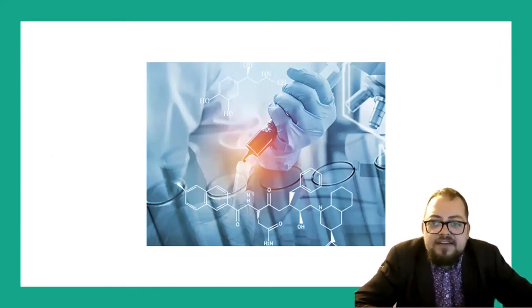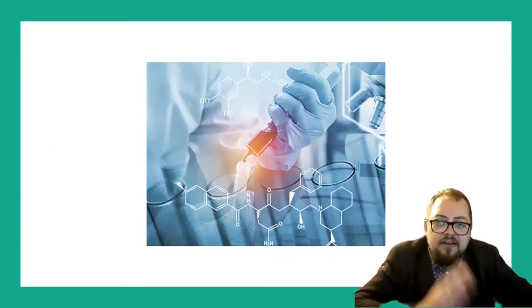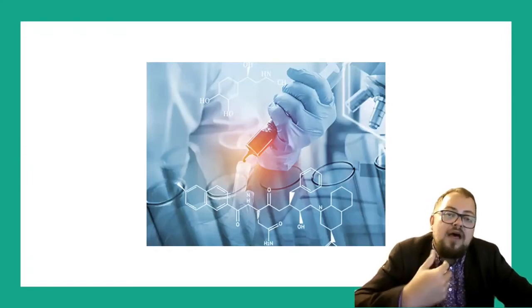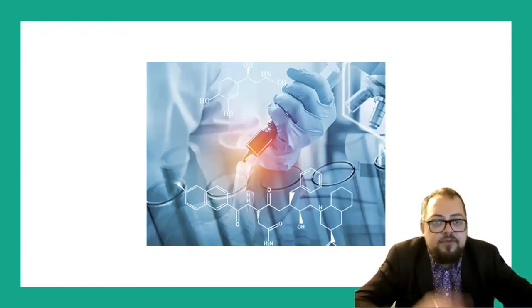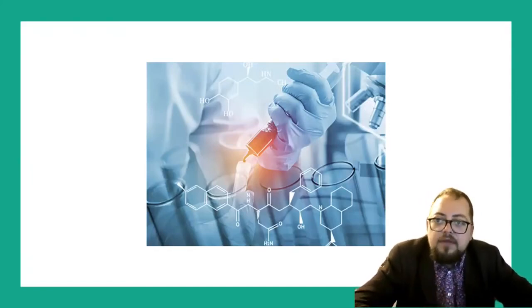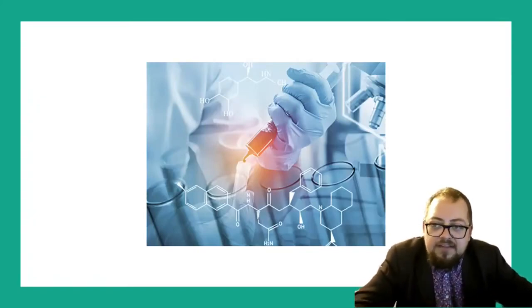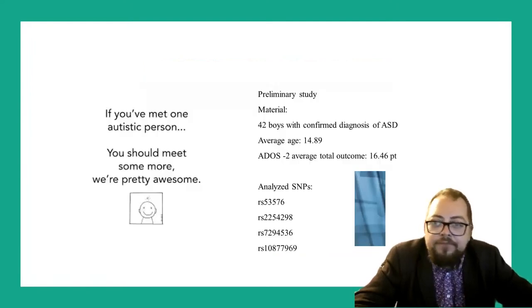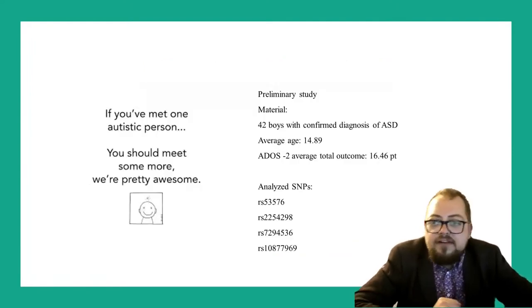Furthermore, we've decided to divide study and control groups analyzing girls and boys separately to avoid bias coming from the sexual dimorphism. All patients included in the study had diagnosis verified by ADOS2 and clinical evaluation. As I have said before, preliminary results are drawn from the group of 42 boys with confirmed diagnosis of ASD through ADOS2 testing, as well as clinical evaluation and interview with parents.